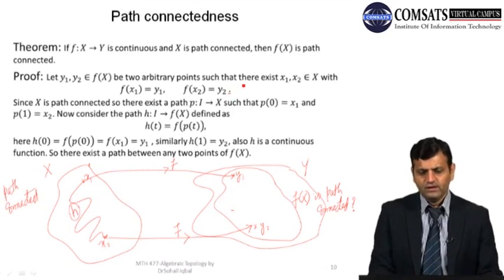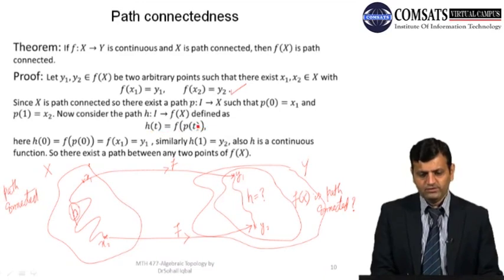So let's see how to do this mathematically. We have seen this: f of x1 is y1, f of x2 is y2. Since X is path connected, there exists a path p from I to X such that p of 0 is x1 and p of 1 is x2. Now we want to construct the path h. Consider the path h from I to f of X defined as h of t equals f of p of t.